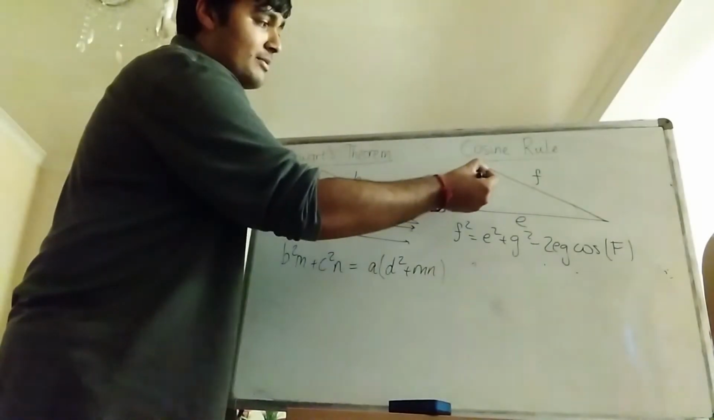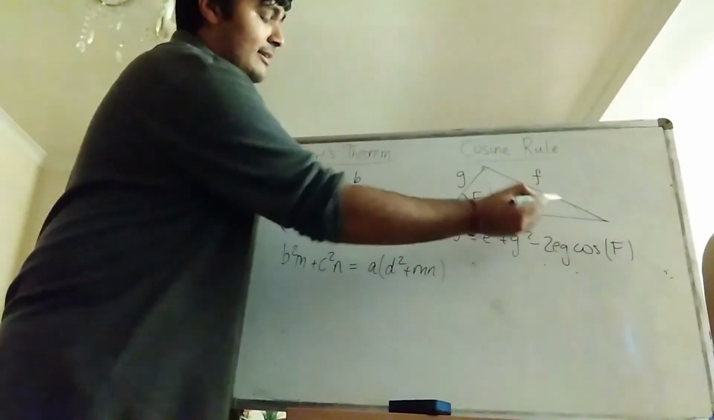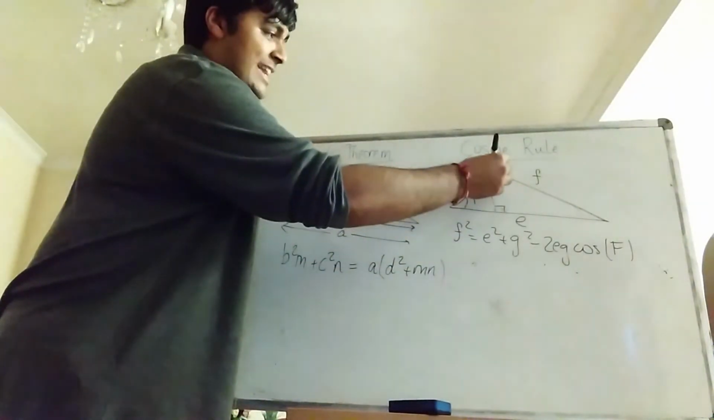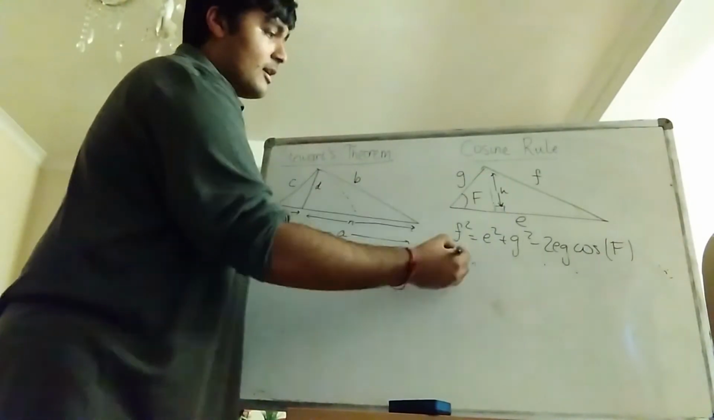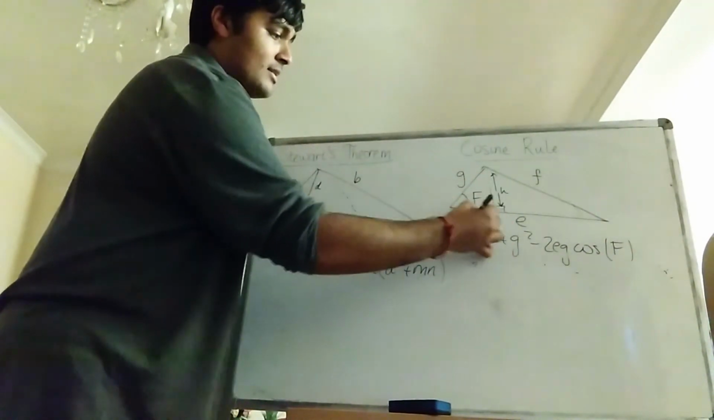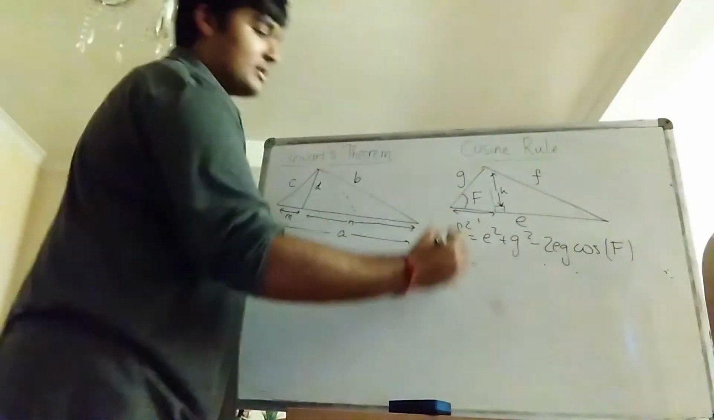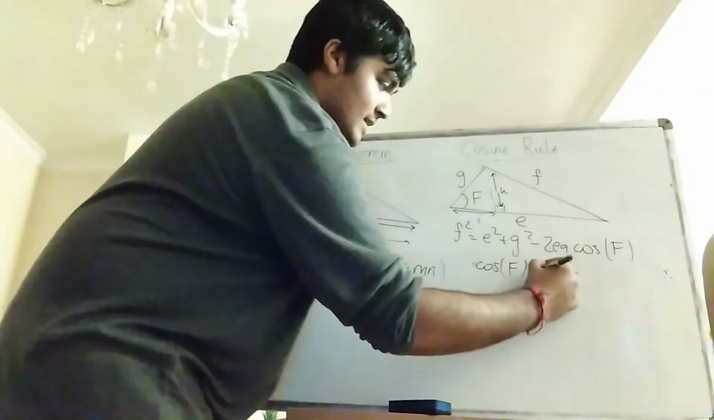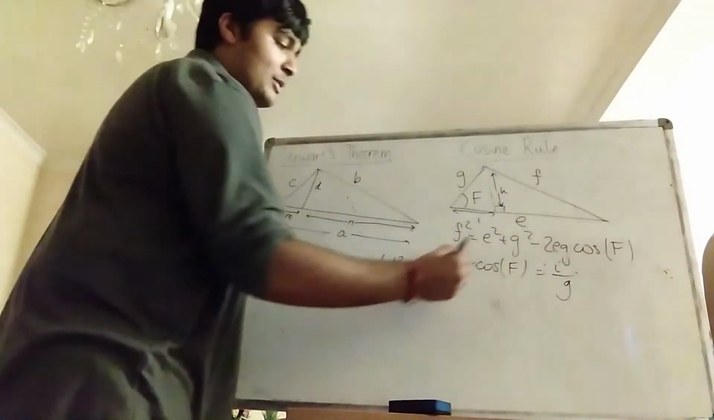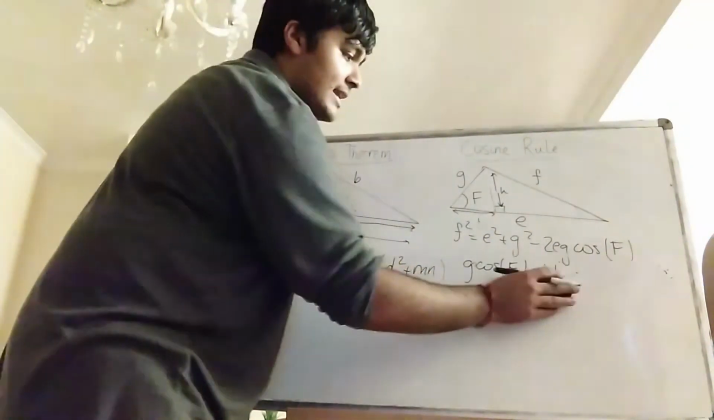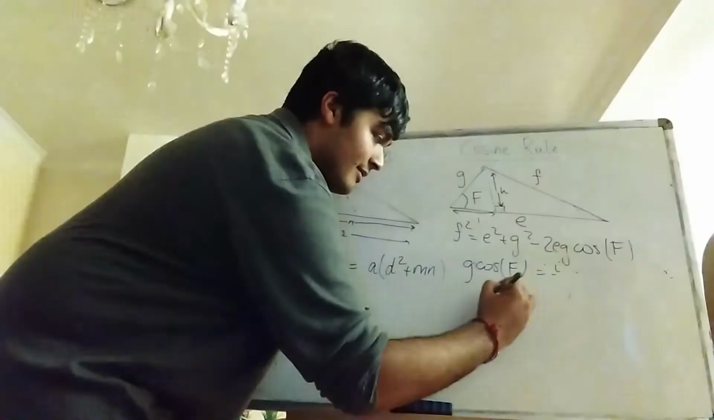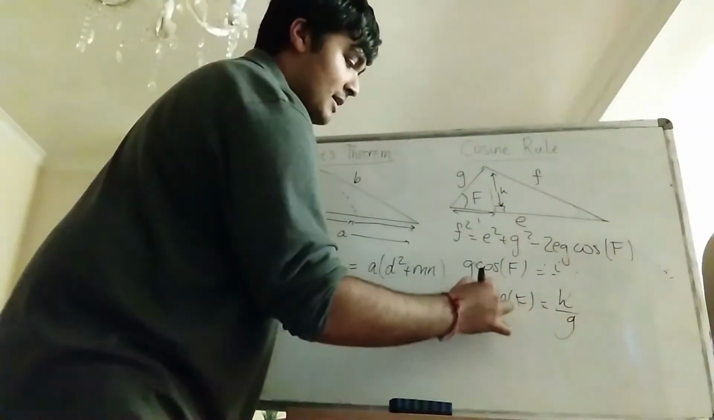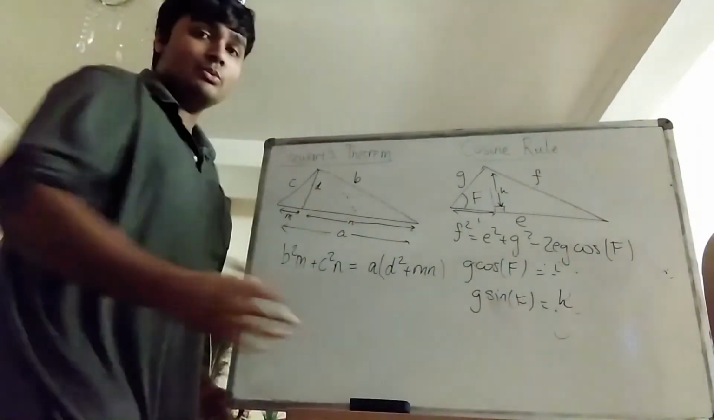Firstly, let's drop down a line from this vertex here all the way down to this line here, and that meets it at a right angle. Great. Now let's call this length here h. Okay, and we'll call this length here i. Now basic trigonometry, cosine of f is adjacent over hypotenuse, so that's going to be i over g. Okay, but of course, multiplying both sides by g gives us that g cosine f equals i. Similarly, sine of f is opposite over hypotenuse, so that's h over g. Okay, and again, multiplying by g gives us that g sine f is equal to h.